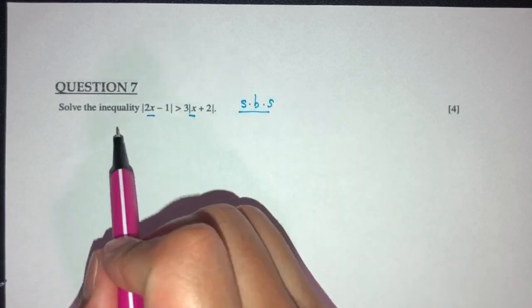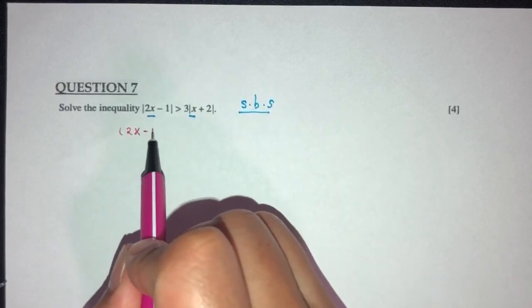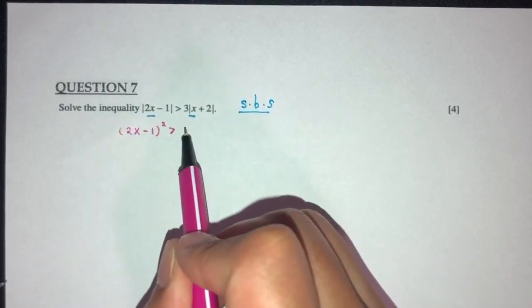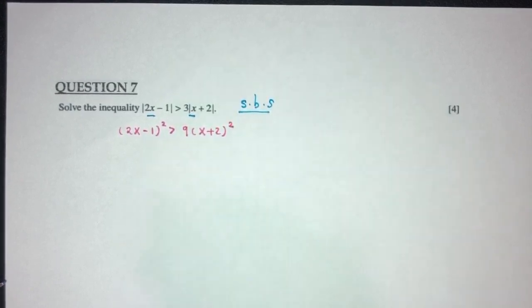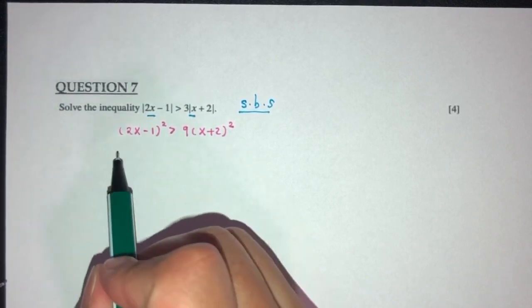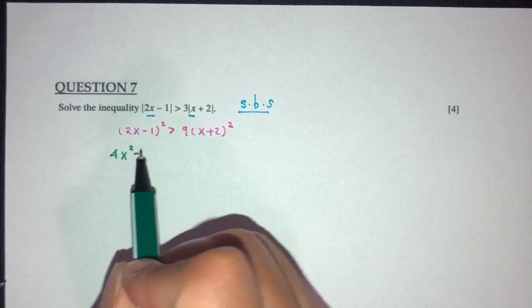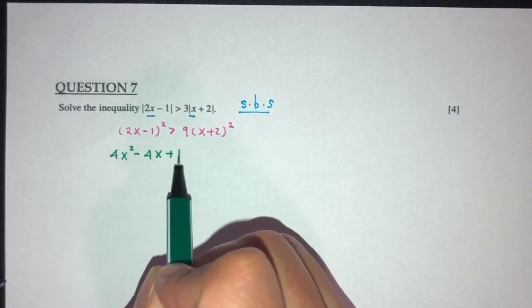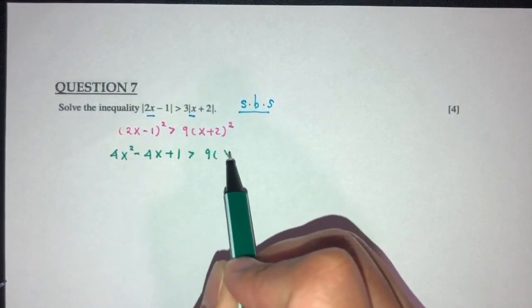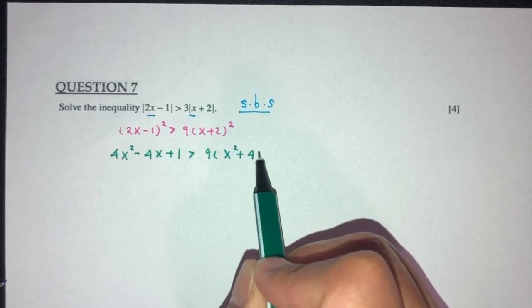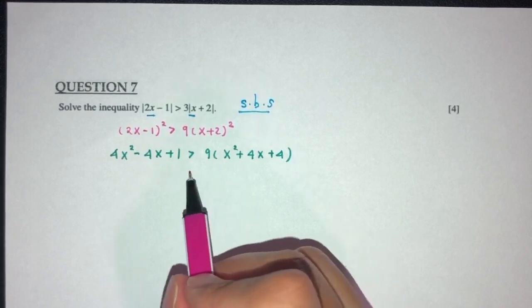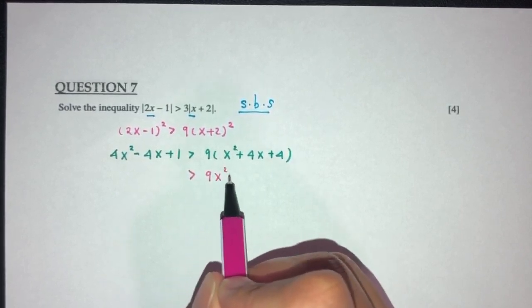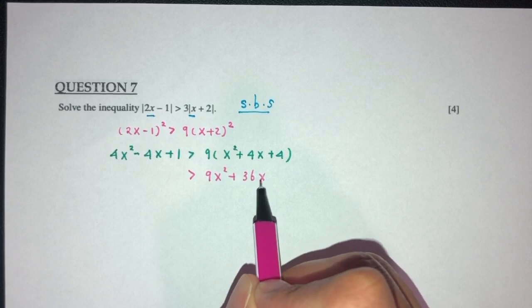So let's see. You will have 2x minus 1 squared more than 3 squared, which will be 9, times x plus 2 squared. When you apply square, it cancels out the modulus sign. So now you will have, expanding, 4x squared minus 4x plus 1 is more than 9 times x squared plus 4x plus 4. Now let's try to simplify over here. That will be 9x squared plus 36x plus 36.